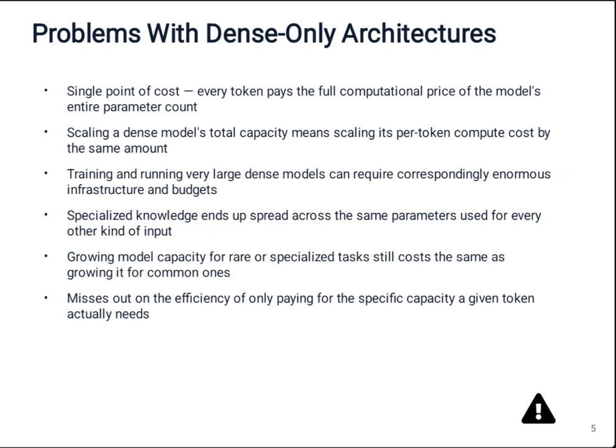Specialized knowledge ends up spread across the same parameters used for every other kind of input. Growing model capacity for rare or specialized tasks still costs the same as growing it for common ones. It misses out on the efficiency of only paying for the specific capacity a given token actually needs.